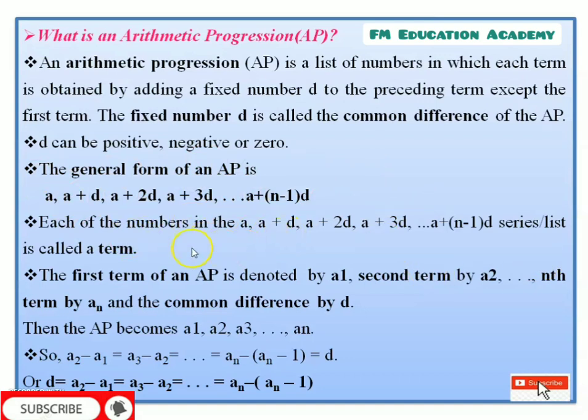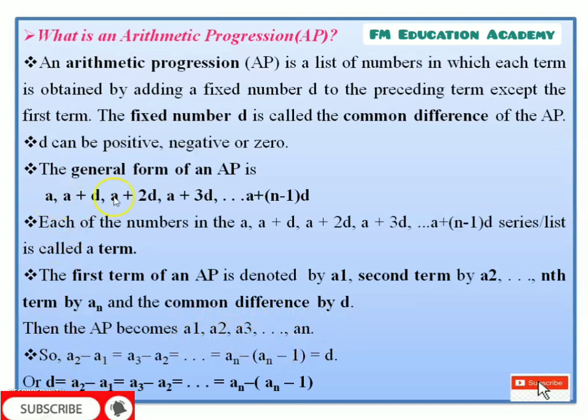Each of the numbers, that is a plus d, a plus 2d, a plus 3d, and a plus n minus 1 into d, is called a term. The items separated by commas are called terms. So the first term is denoted by a1 in the case of AP, the second term is denoted by a2, similarly the nth term is denoted by an, and the common difference is denoted by d. So the AP becomes a1, a2, a3, up to an, with commas because this is a series.